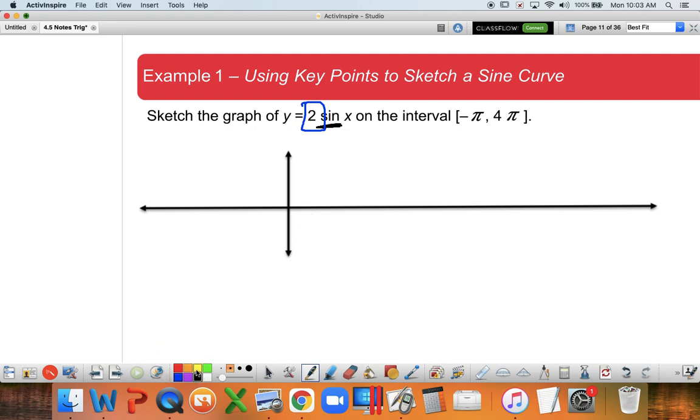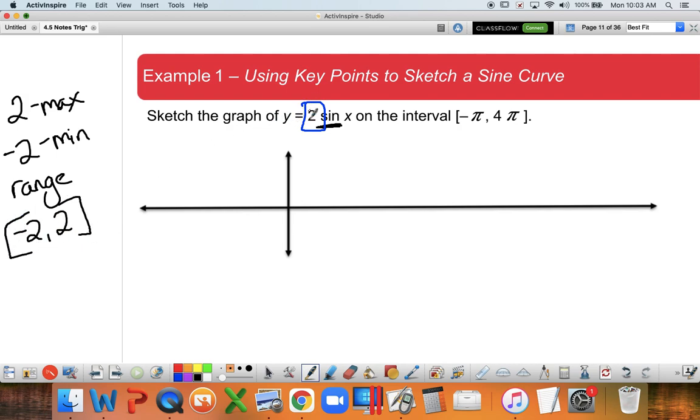Well, the way that it's going to change my sine curve is that the 2 is going to represent our maximum value, and our -2 is going to represent a minimum value. So our range is, instead of going from -1 to +1, going to go from -2 to +2. And this becomes an important number, this number in front of the word sine or cosine. It represents our amplitude. So that's one of our new vocabulary words today. Hopefully we remember it from last year. But let's go ahead and graph this.